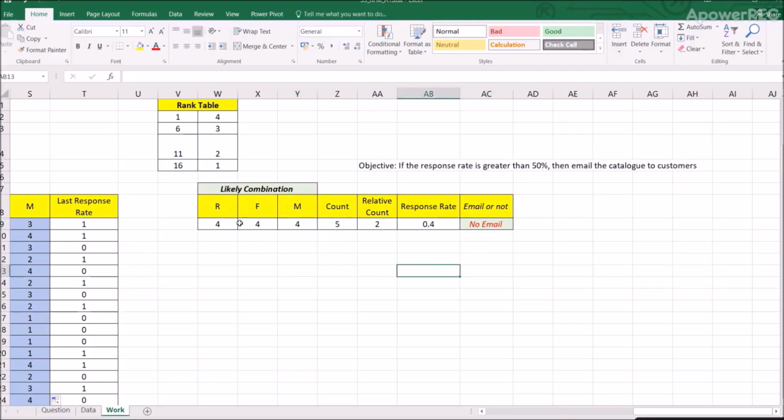You can have your own logic. The logic used in this case is, if the response rate is 50% or more, then the catalog will be emailed to those customers who have this particular combination of ranks, which is more than 0.49.